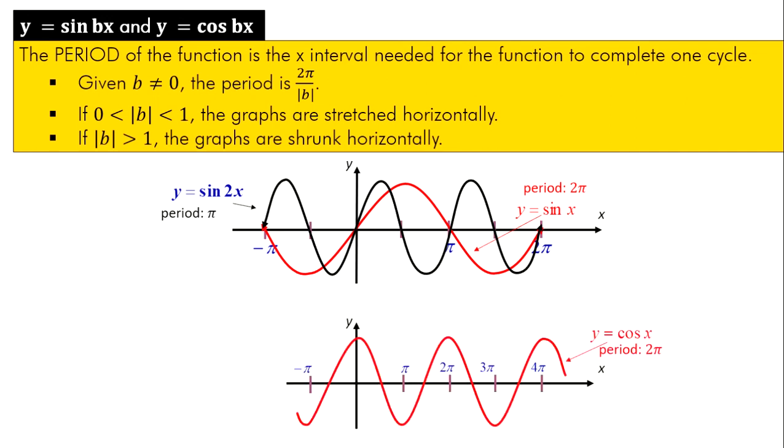Given that we have another example, y is equal to cosine x and its period is 2 pi. Let's say we have here cosine x over 2. As you can see here, we have b of 1/2. So 2 pi over 1/2, that is 4 pi. Therefore, the period for cosine 1/2 x is 4 pi. Given that b is between 0 and 1, the graphs are stretched horizontally. As you can see in the second figure, the graph stretches horizontally.